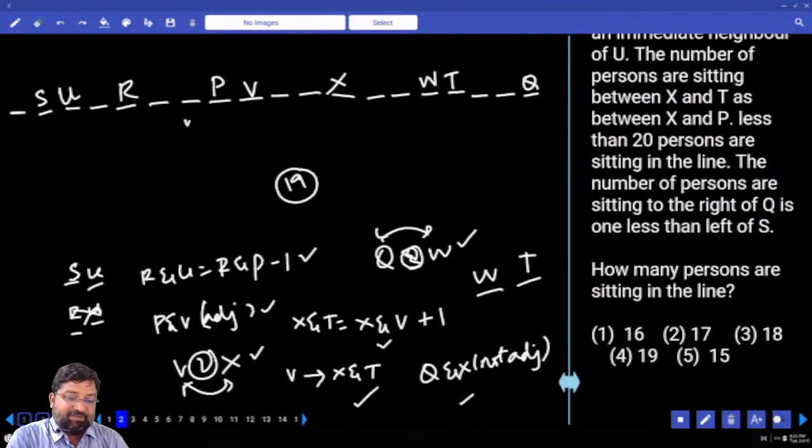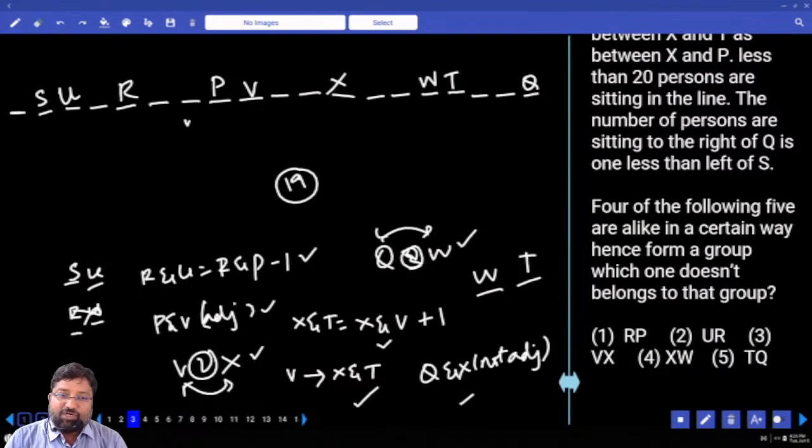How many? 9. 4 out of the following 5 are alike. R and P, 2 persons in between them. U and R, there is only 1 person. V and X, 2 persons. X and W, 2 persons. T and Q also 2 persons. So which option should be my answer?